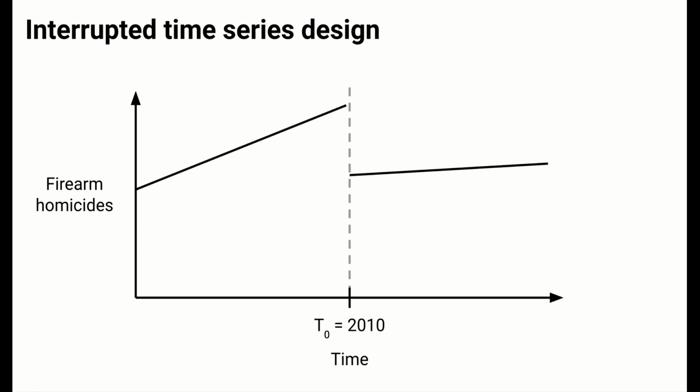The hope in an interrupted time series design is that the timing of the intervention is random enough such that trends in the outcome over time are comparable just before and just after the intervention, and there's a sudden change in the outcome. If a discontinuity in the trend arises around the time of the intervention, we may be able to attribute that jump to the intervention.